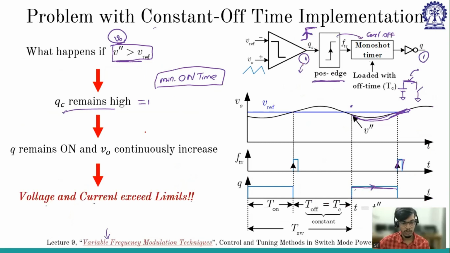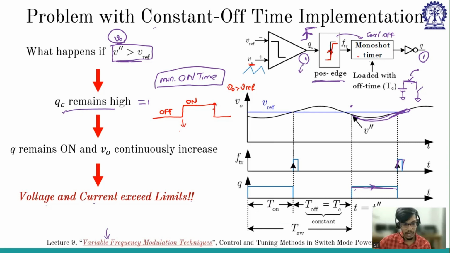Coming from here, so how is my constant off time working? After constant off time, whenever I am turning it on, my off time has ended. Now I am turning it on. So when will I turn it off? This on time will end whenever V naught crosses V reference. Whenever V naught crosses V reference, it will generate a positive edge trigger that will trigger my monoshot timer. So at this point, my V naught has crossed V reference.